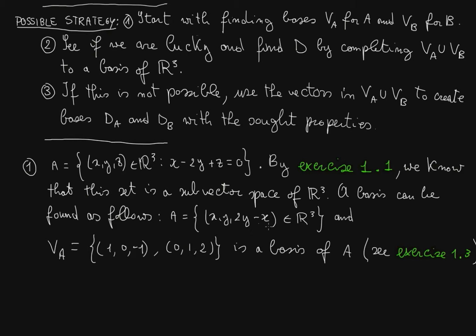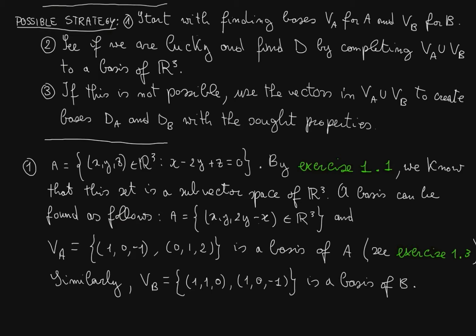For example, this is a generic one. And what is the linear combination of these two vectors in VA to get the vector (x, y, 2y minus x)? Well, it's precisely a linear combination with first coefficient x and second coefficient y. So if we take x times (1, 0, negative 1) plus y times (0, 1, 2), we'll precisely get this generic vector of A. So these are also generators, so they are a basis of A. And this is explicitly done in exercise 1.3.